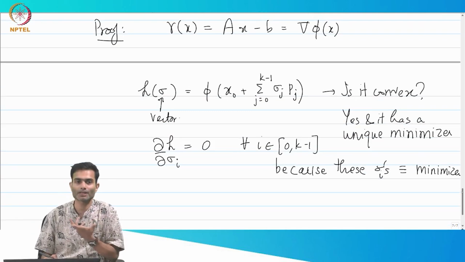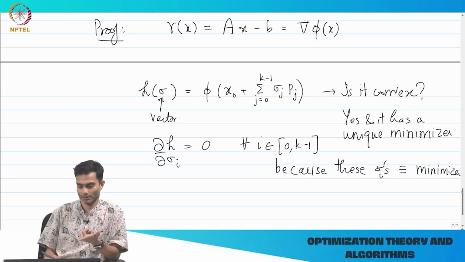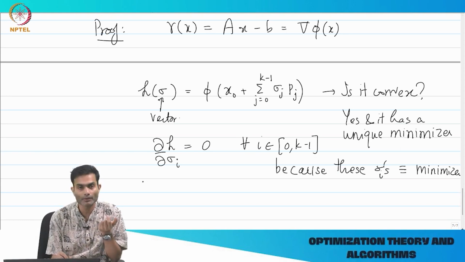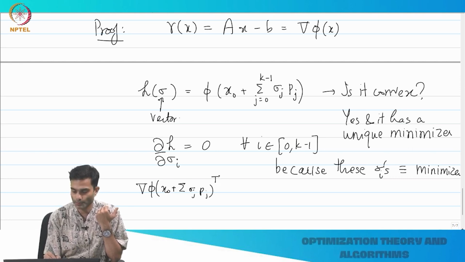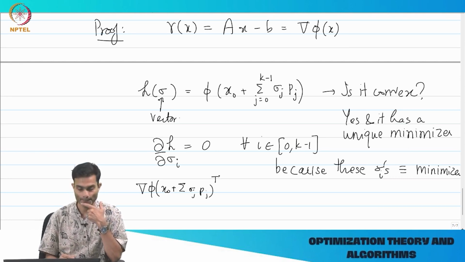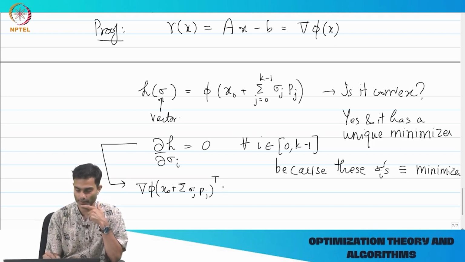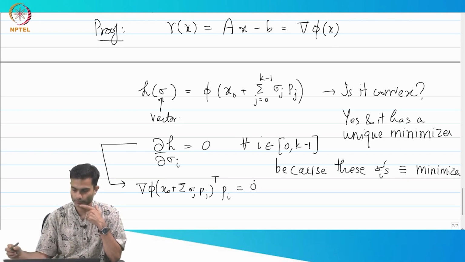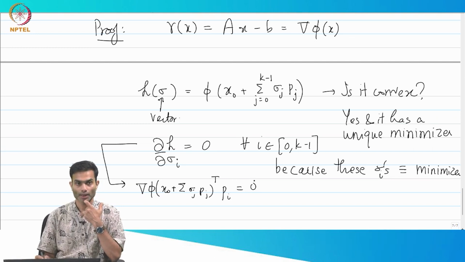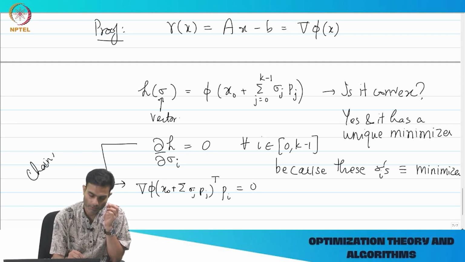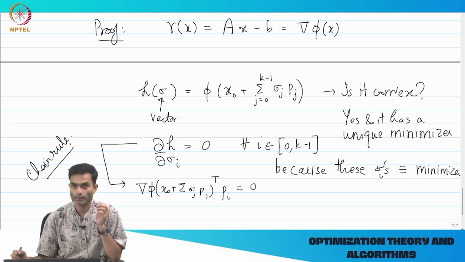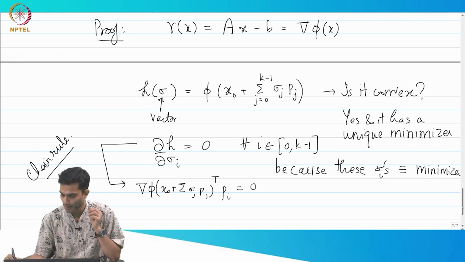And here is where the chain rule comes in. Immediately I can write this partial derivative. How do I write it? Grad of this whole thing, x naught plus summation sigma j pj, transpose multiplied by pi, is equal to 0. This is just use of the chain rule. I didn't do anything special over here, and we are almost home.